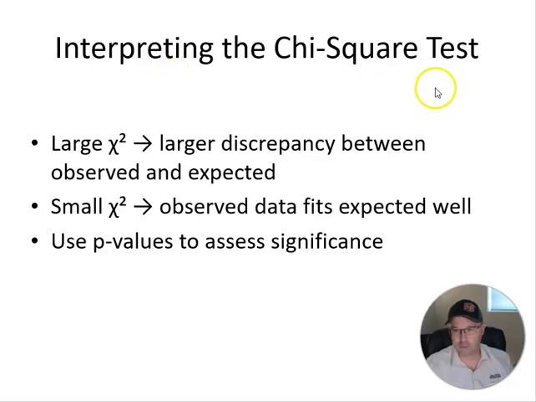So how do we interpret a chi-square test? The larger the chi-square, the larger you expect there to be a difference between the observed and the expected value. The smaller means that the observed data fits the expected pretty well. And then you're going to get a p-value, and that will help you once again to assess the significance of the chi-square.